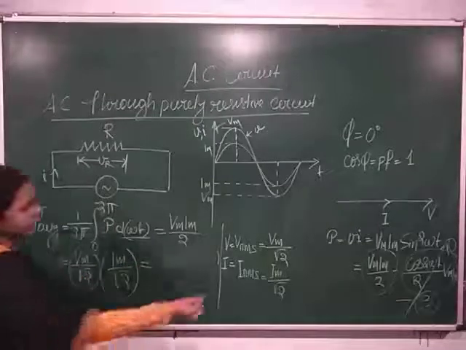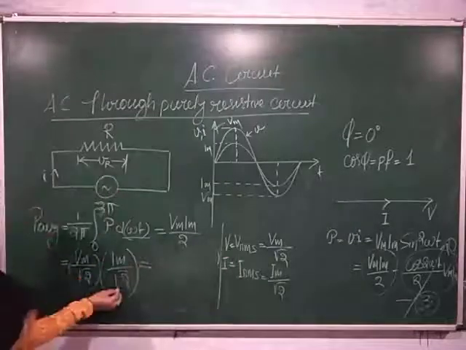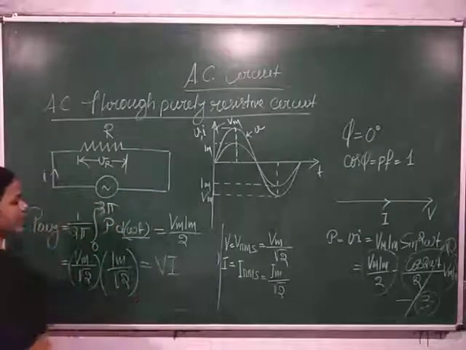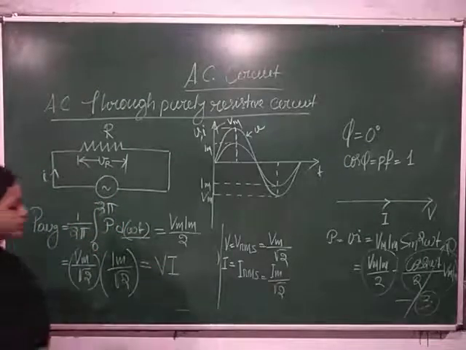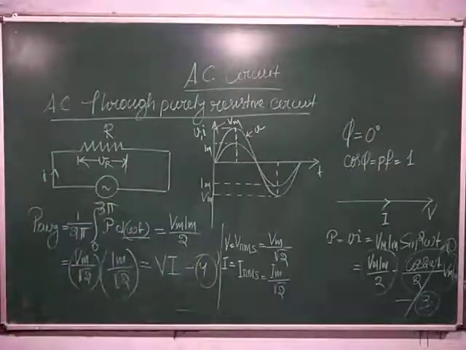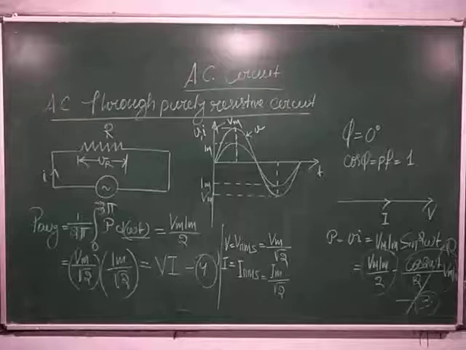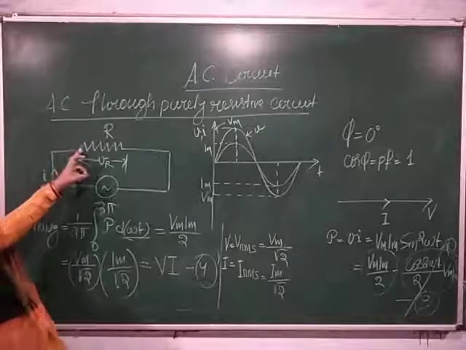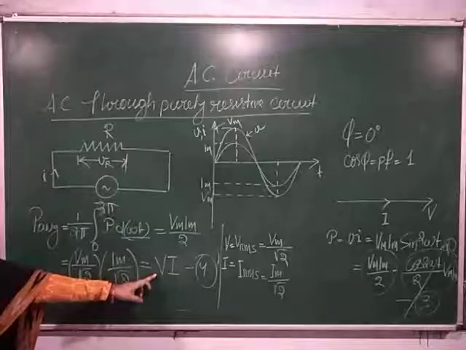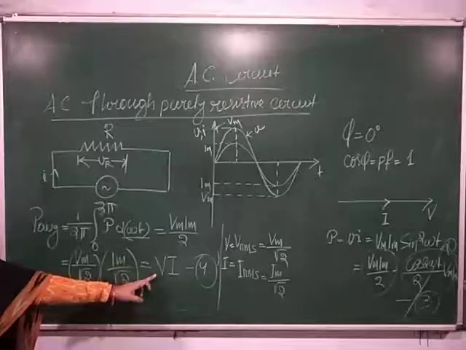Vm by root 2 is the RMS value of voltage, and Im by root 2 is the RMS value of current. So, take the average power as equation number 4. Equation number 4 represents the average power. The average power of a purely resistive circuit is the product of the RMS values of voltage and current.